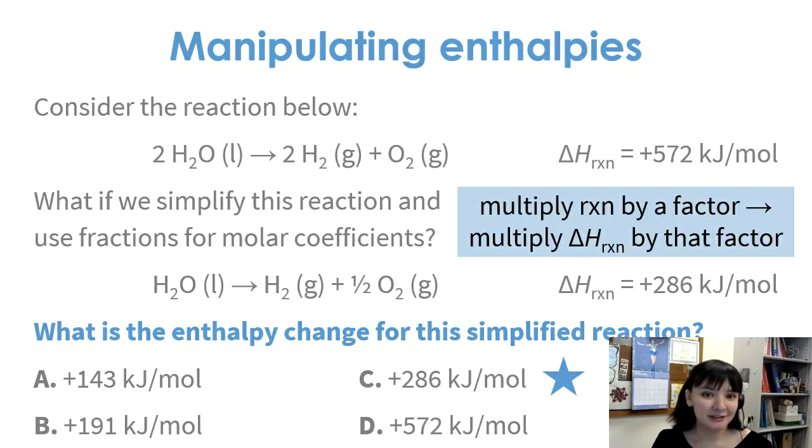The rule of thumb here is that if you multiply or divide a reaction by a factor, meaning you multiply or divide all of the molar coefficients in a chemical reaction, then you're also going to multiply or divide the delta H that goes with it by that factor. In this example, I took my first reaction and divided it by 2. As a result, I divide the enthalpy of reaction by 2. This works in the other direction as well. If I were to double my reaction, then I would double the enthalpy that goes with that.